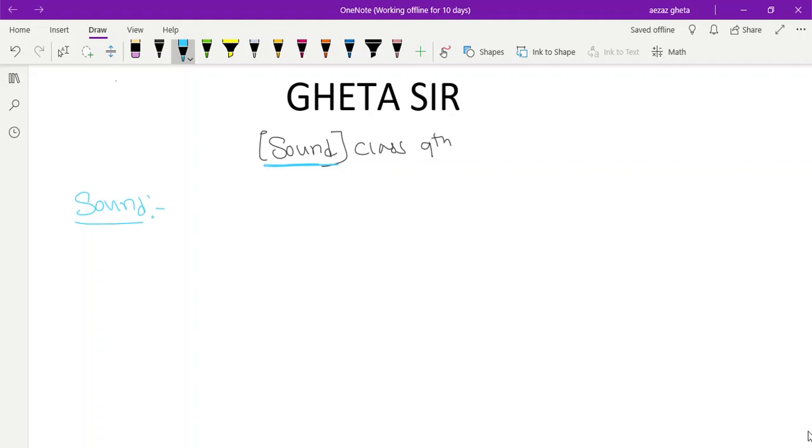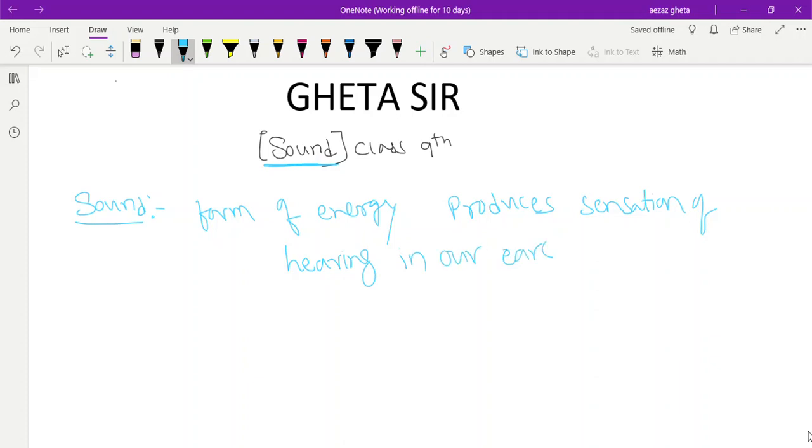See, sound is a form of energy. Alright? Sound is a form of energy which enables us for hearing, or you can say it produces the sensation of hearing in our ears. What does it produce? Sensation of hearing in our ears.